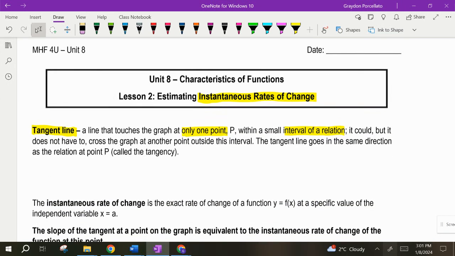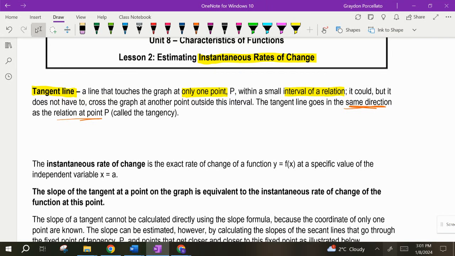The tangent line goes in the same direction as the relation at the point, which we refer to as the tangency. So if the graph is traveling downwards, or it's decreasing, our tangent line is going to be decreasing. If our graph is increasing, our tangent line is going to be increasing.